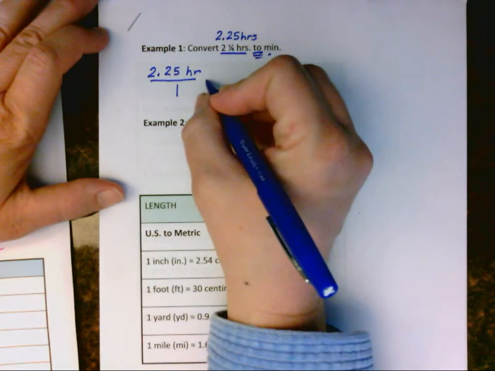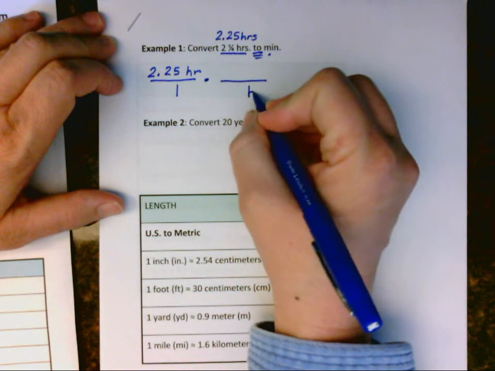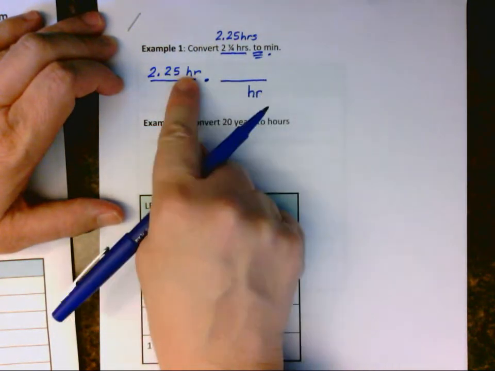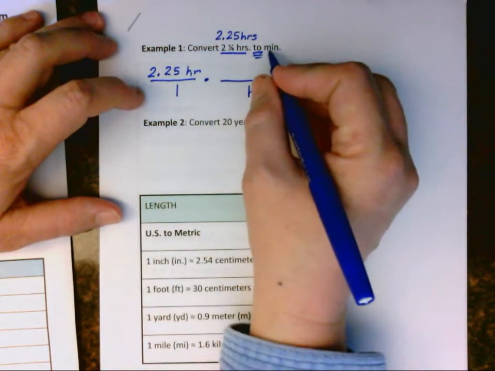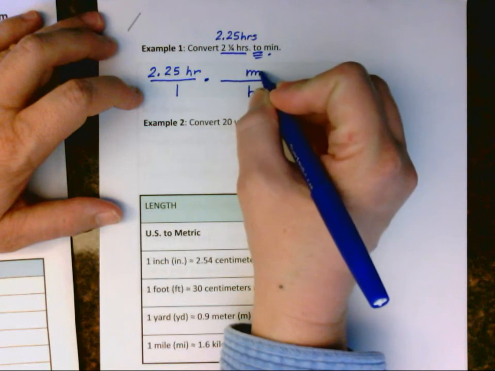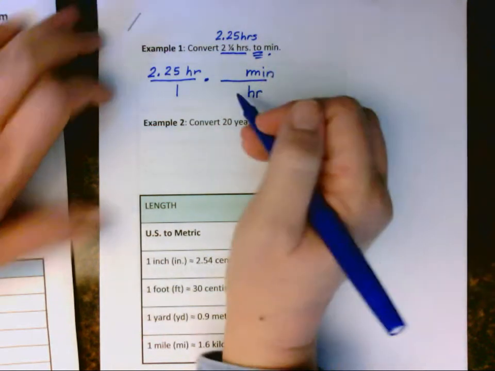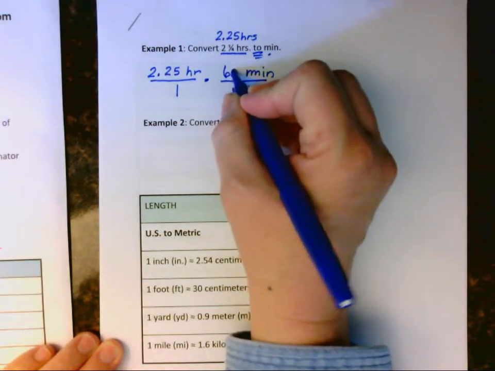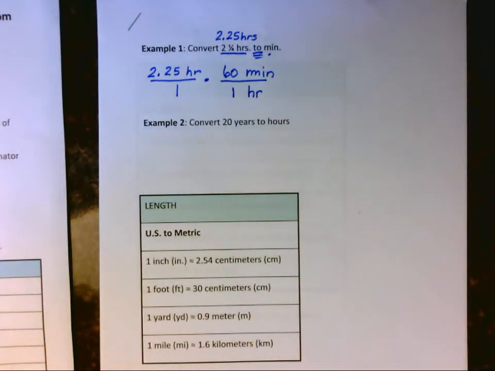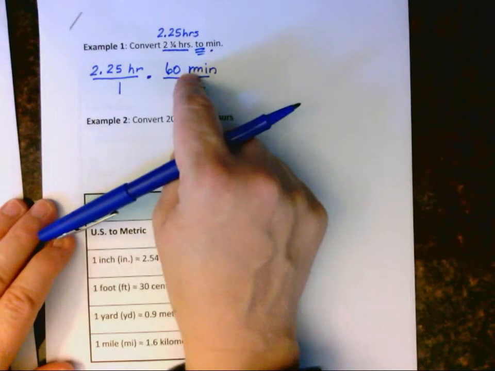So I need to multiply by one of these unit fractions, and the unit fraction needs to get rid of the hours. So I put the hours in the denominator because when I divide by the same thing, hours over hours will cancel, okay? And I want to change to minutes, so I want the answer to have minutes. Minutes, okay? And then we need the relationship. 1 hour is equivalent to 60 minutes, and that's on the page before, I believe. Yes, it is. You'll see it in the second column over here. And so that's a unit fraction. We can multiply by that.